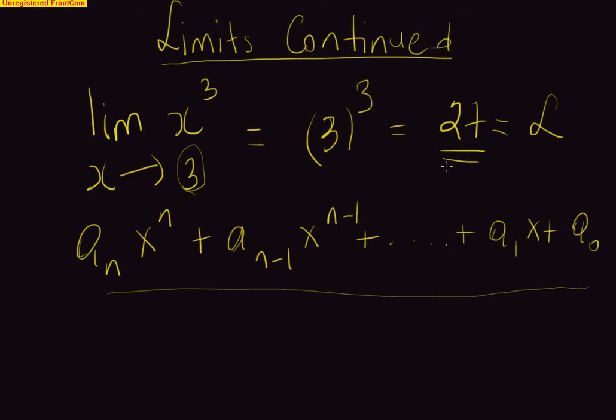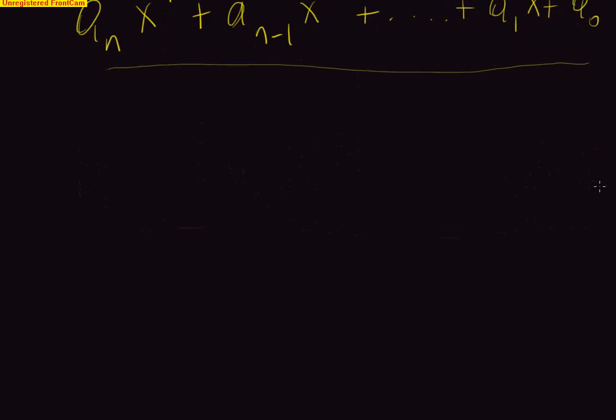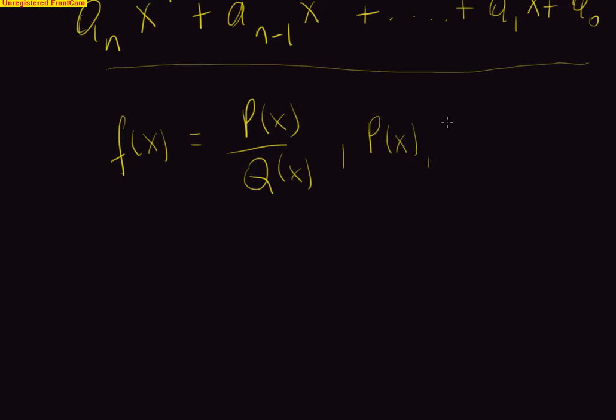So what we can say is that as long as the function is a polynomial, this is true for any limit question, because it can get messier when we look into rational functions that take this form: f of x equals p of x divided by q of x, such that p of x and q of x are polynomial functions. In this case, of course, we know that q of x cannot be 0.